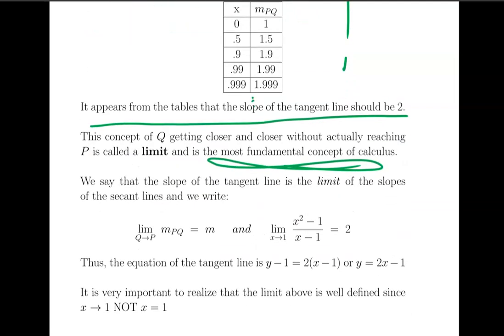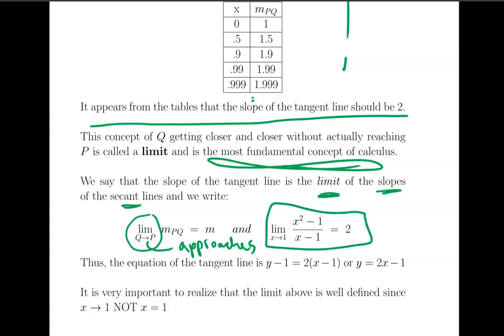So we say the slope of the tangent line is the limit of the slopes of the secant lines. So the limit as Q, and again, that's red, approaches P of the slope of the secant line is equal to the slope of the tangent line. Or another way to say that is here: the limit as x approaches 1 of (x squared minus 1) over (x minus 1) is 2.